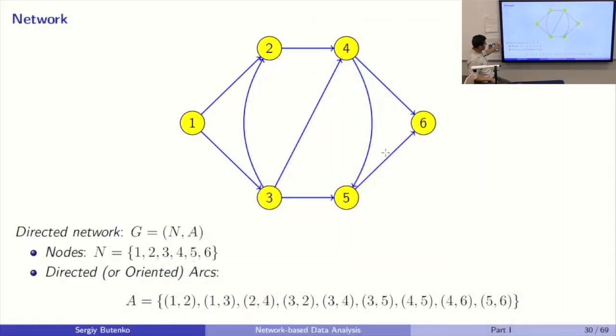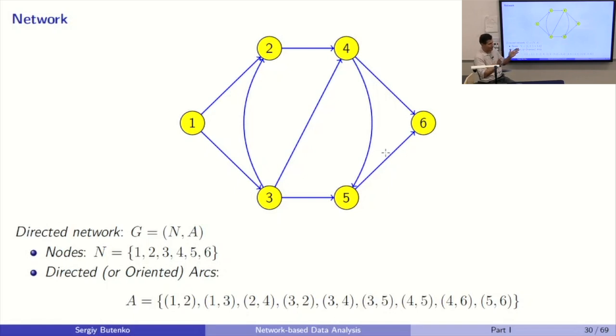So directed network, usually we denote by G, given by N and A. N is the set of nodes, A is the set of arcs. So typically when we deal with directed networks, we'll use N and use the term nodes for nodes, right? And then A and the word arcs for arcs. And with undirected networks, typically we'll use the notation V and we'll call them vertices, and then E and we'll call them edges.